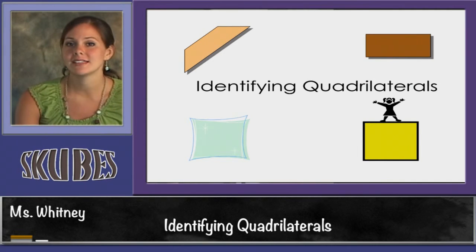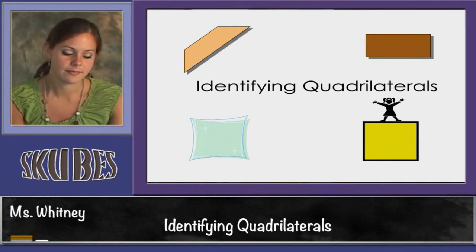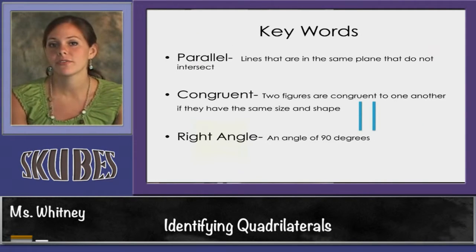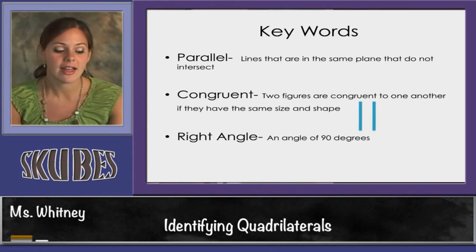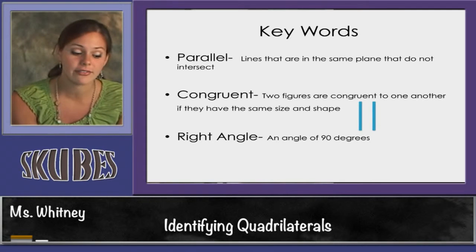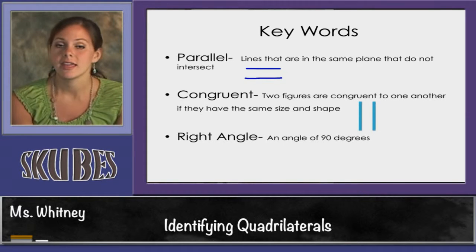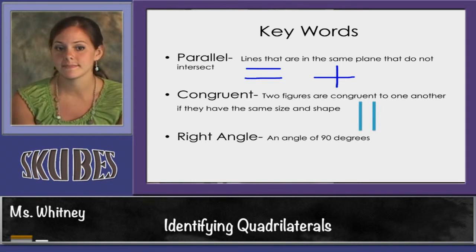Let's talk about identifying quadrilaterals. First, we need to know a few key words. The first word is parallel. Parallel are lines that are in the same plane that do not intersect. They will never touch. These lines are parallel. It's the opposite of intersecting lines that cross.